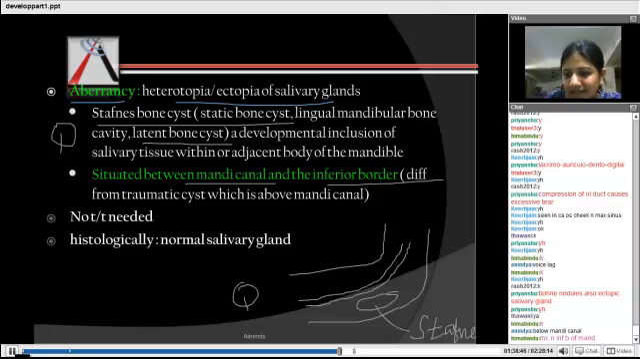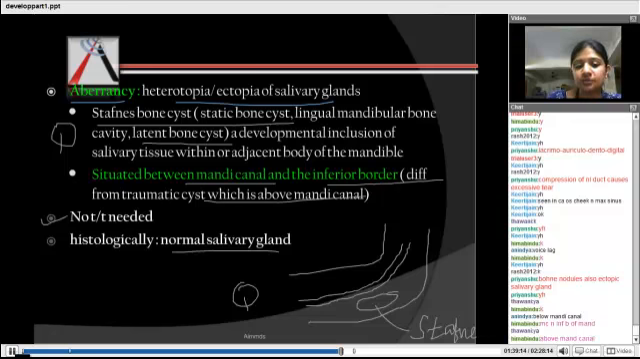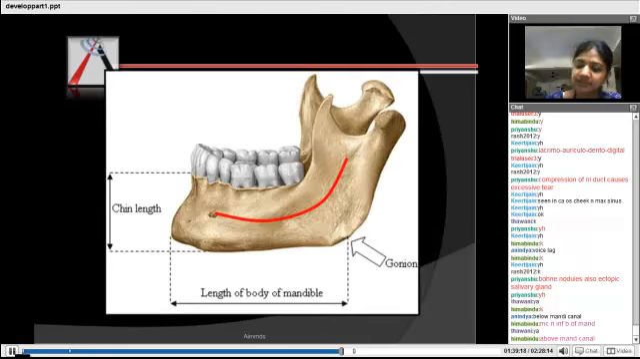This has been asked many times. It's very confusing, so please read carefully. Draw the diagram if you need. Now, this cannot be histologically differentiated because when you see a specimen histologically, it appears like a normal salivary gland. And no treatment is needed because it doesn't cause any harm. And there's another cyst called a traumatic cyst. It's important for you to differentiate traumatic cyst from Stafne's bone cyst. Traumatic bone cyst is found above the mandibular canal. Stafne's bone cyst is found below the mandibular canal.